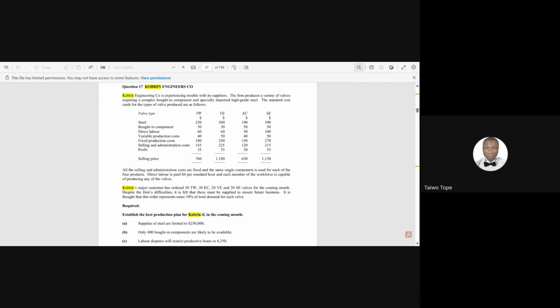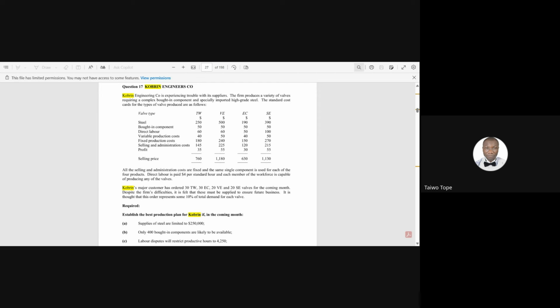This customer has placed an order for TW in the quantity of 30, EC 30, VE 20, and SE 20 for the coming months. Now, it is felt that this must be supplied to ensure future business. This is very fine. Take note of this statement now: it is thought that this order represents some 10% of total demand for each valve.